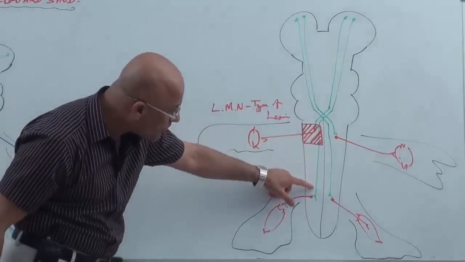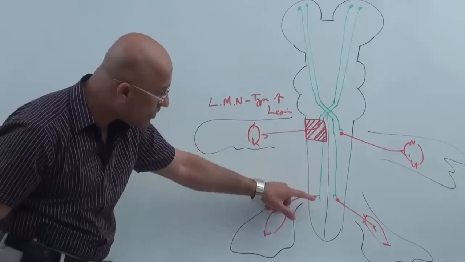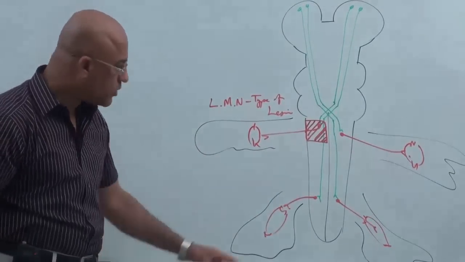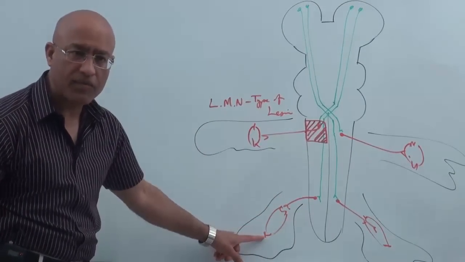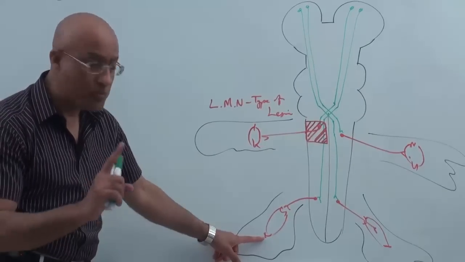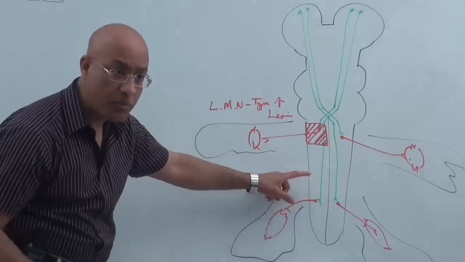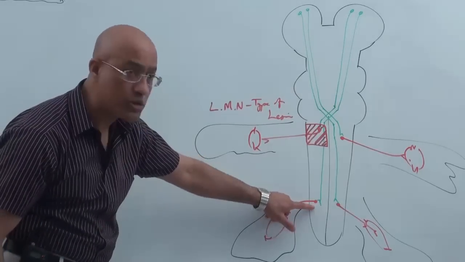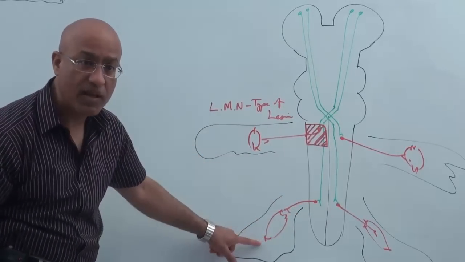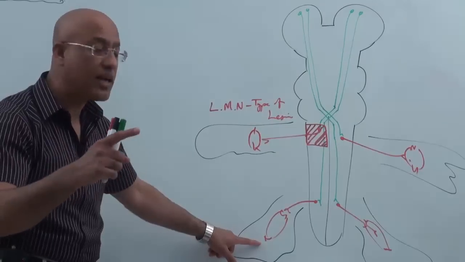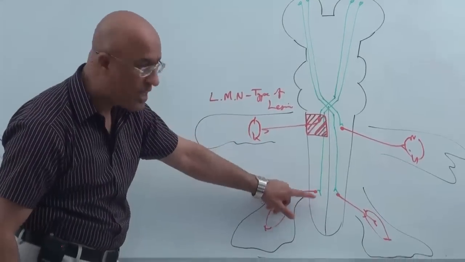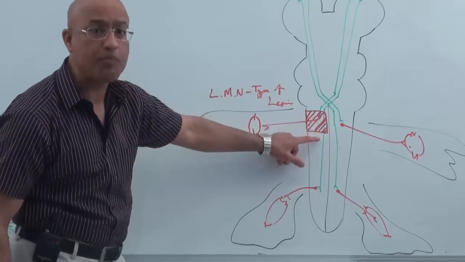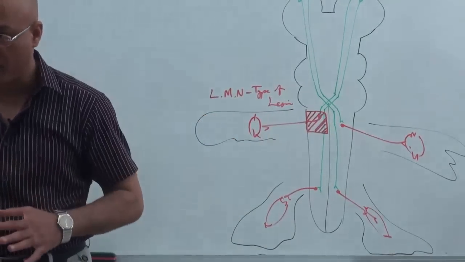But below the level of lesion, ipsilaterally, do you think lower motor neuron to the lower limb are damaged? No. Below the level of lesion, lower motor neurons keep on supplying their muscles. What is the real loss? The real loss is that lower motor neuron below the lesion have lost their upper motor neuron control.